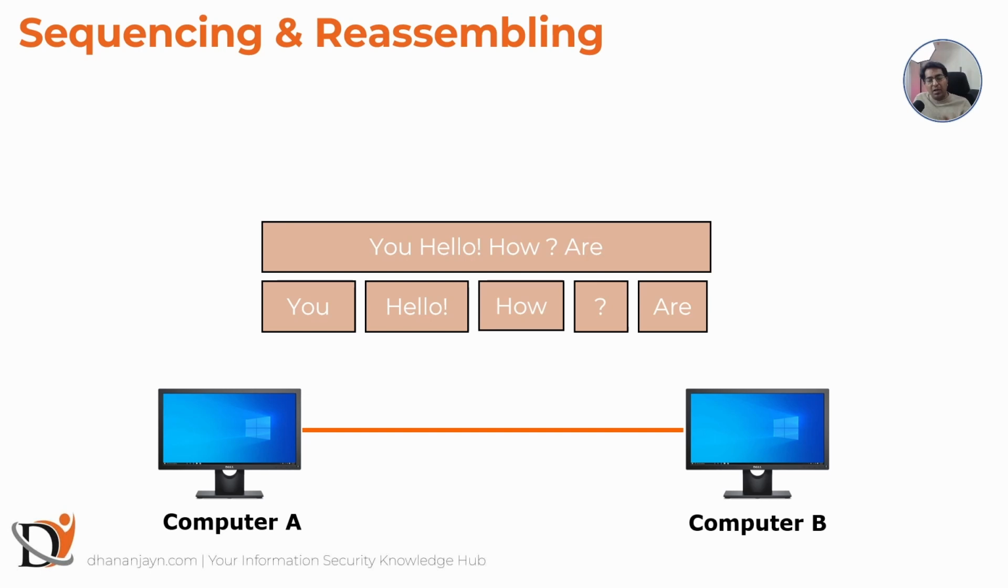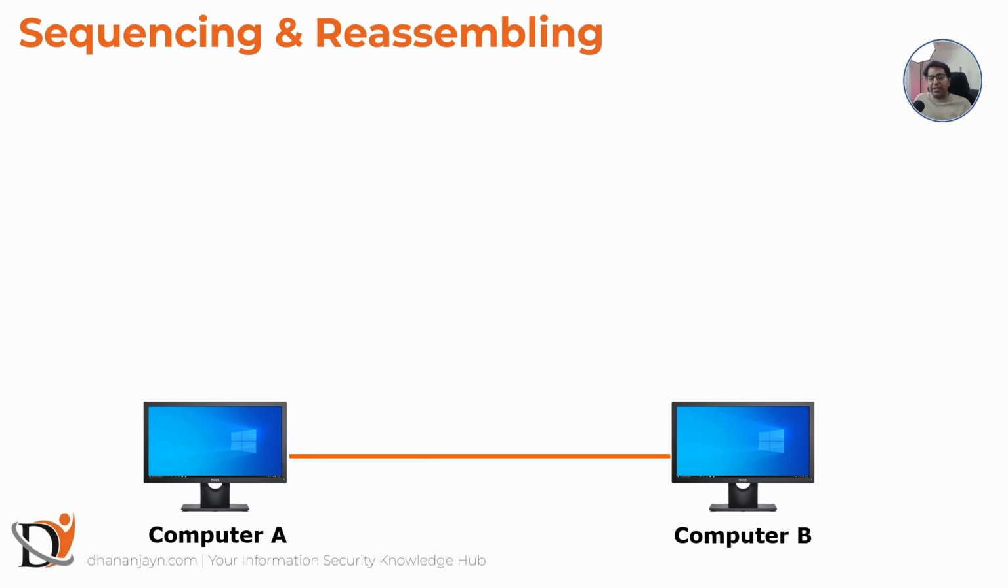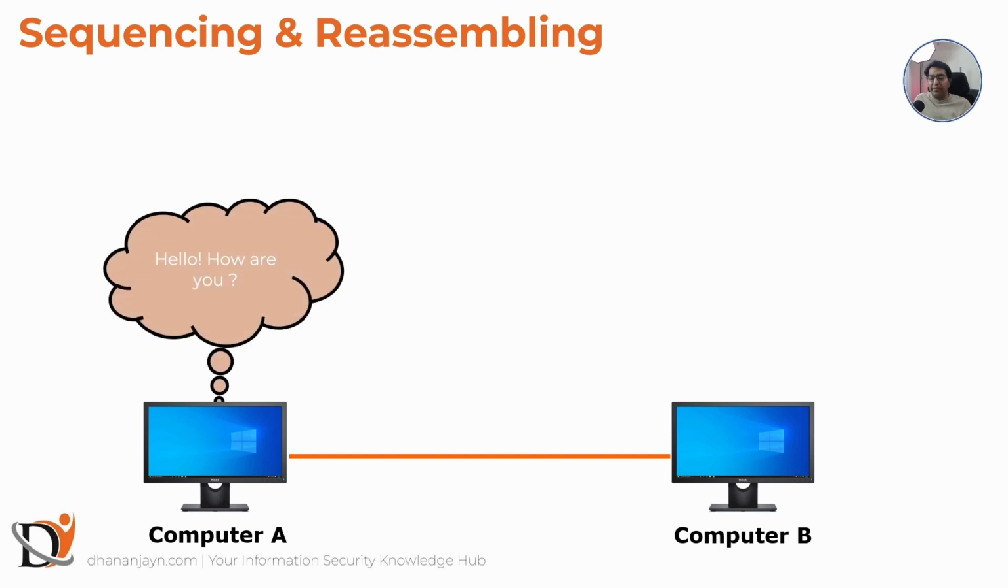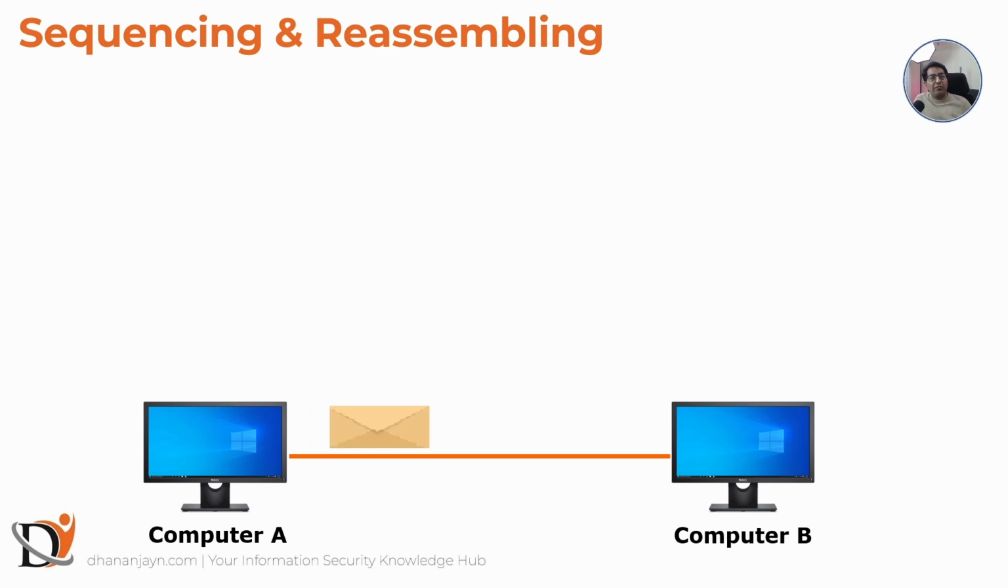Again, the OSI layers on computer B are acting on this particular message. So now you, hello, how are? So do you think that this is the correct way to receive the data? No. So here what happens is these segments, before they are sent, there is a sequencing operation which is done on this data. So here as you can see 1 of 5, 2 of 5, 3 of 5, likewise the data has been sequenced and now sent to computer B.